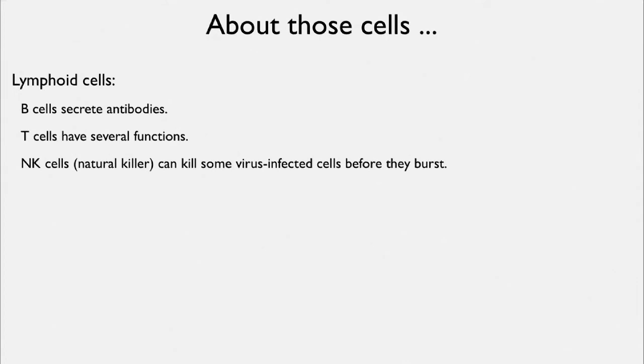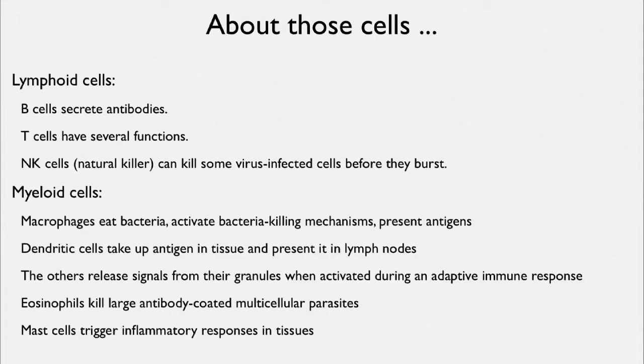Now, a bit about those cells. The B cells secrete antibodies, the T cells have a number of functions we'll go into, and the natural killer cells kill virus-infected cells before they can lyse. So the natural killer cells probably are actually the evolutionary ancestor of some of these other cells, in the sense that they're part of the innate immune system.